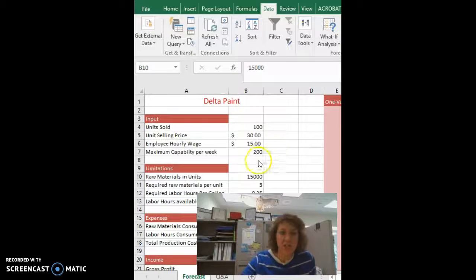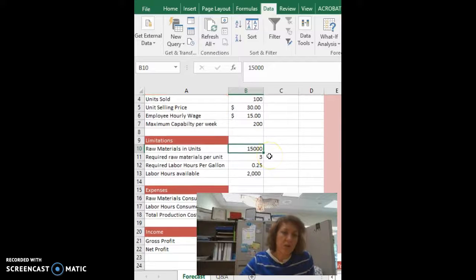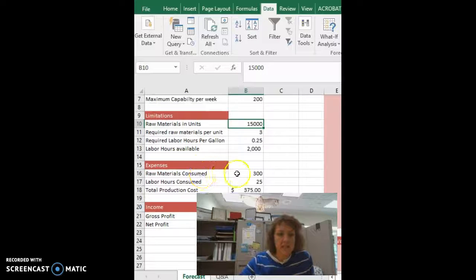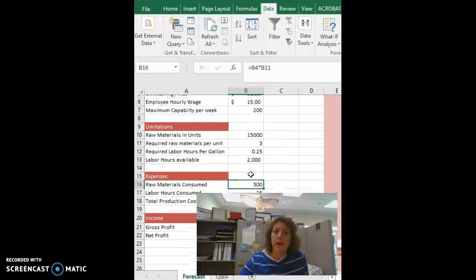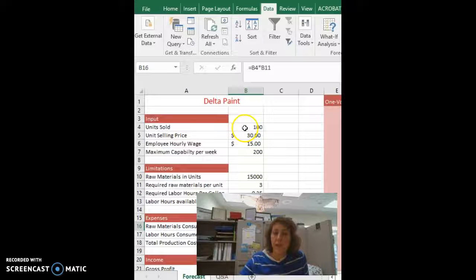Okay, so back to the spreadsheet. Don't be thrown off by existing data in the spreadsheet. Just think about how we can apply this GoalSeek. So here in B16, we have raw materials consumed, and currently the number housed there is 300. If we have 15,000 gallons of paint, that means that's our total inventory. So we can sort of say to ourselves, well, what if we used all 15,000 gallons? How many units then would we produce?